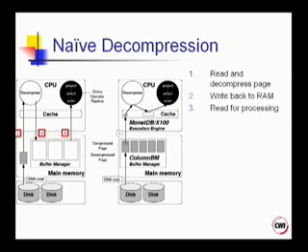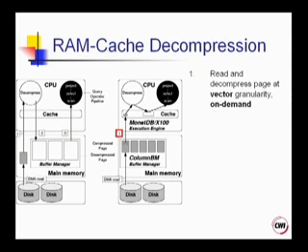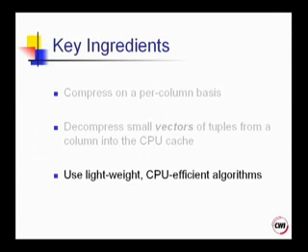And on the right, you see the alternative, where we read a compressed page from disk, and then immediately on demand, as soon as the operator pipeline requests a vector, we decompress it directly at the small granularity into the cache. There it gets fed into the operator pipeline, and after that it can be thrown away. We don't need to materialize the uncompressed result. Then the third is to use lightweight CPU-efficient algorithms.